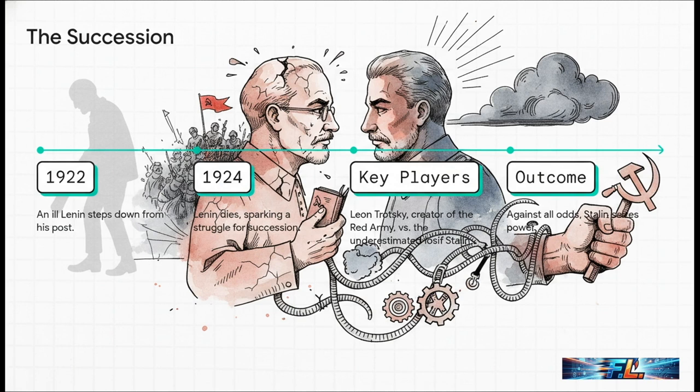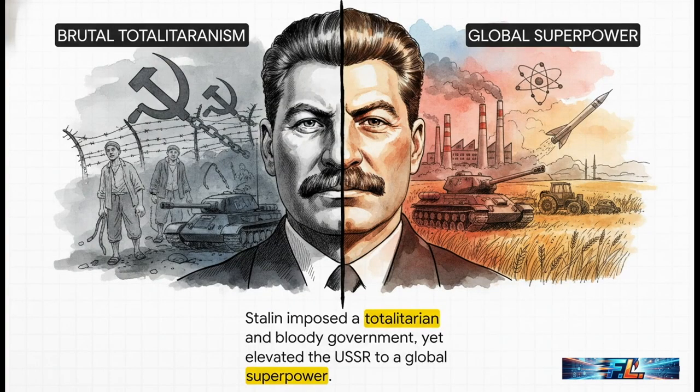The obvious successor seemed to be Leon Trotsky, the intellectual firebrand who built the Red Army. But a quiet, underestimated party bureaucrat named Joseph Stalin, well, he managed to outmaneuver everyone. Against all expectations, he seized total control of the party and the country. Stalin's rule would become one of history's most brutal. He imposed a totalitarian and bloody regime responsible for the deaths of millions. And yet, at the same time, he industrialized the nation at a breathtaking pace, transforming the Soviet Union into a global superpower that would go on to rival the United States.